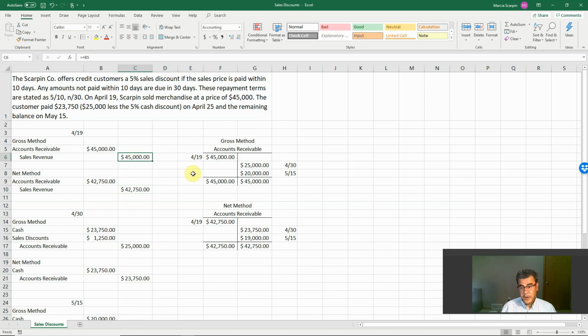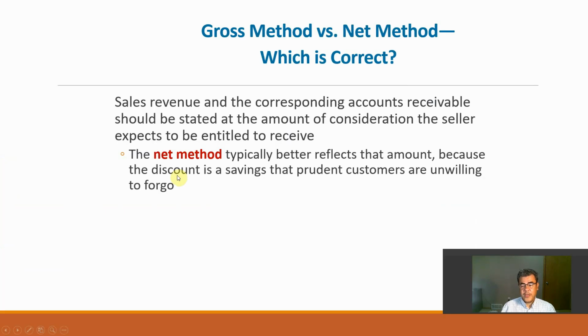However, for financial statements, we can choose both. So we can choose the net method or the gross method.